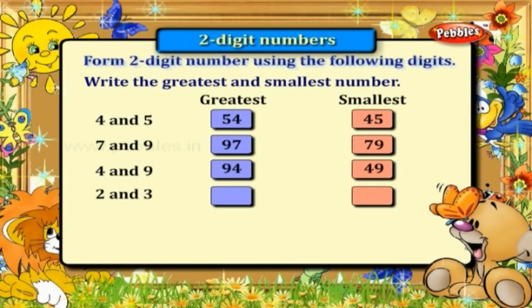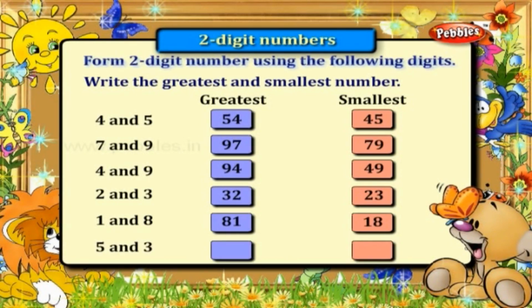From 2 and 3, we get 32 and 23. From 1 and 8, we get 81 and 18. From 5 and 3, we get 53 and 35.